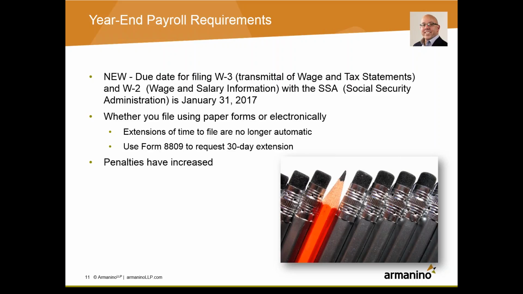Some of the state filing requirements vary by state. You should double check the requirements if you're outside the state of California. One other thing to keep in mind: if you're unable to make the January 31st deadline, you need to file the Form 8809 to request a 30-day extension.